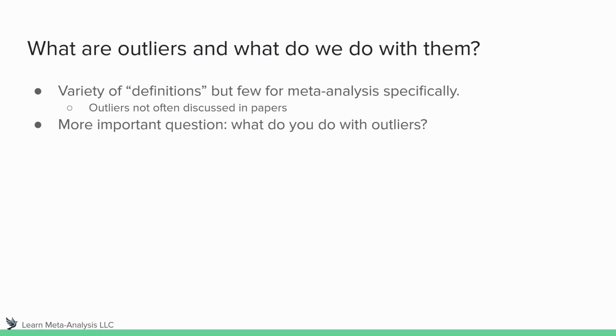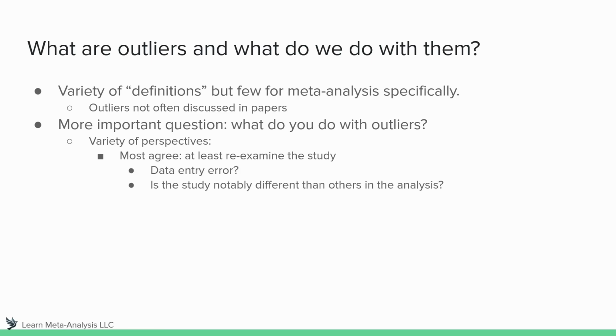So what I feel is the more important question, because I feel that you can rationalize using many different definitions of outliers as long as you have a good rationale for doing so, is what do you actually do with an outlier? So let's say you find an outlier. What do you do? Well, believe it or not, there's actually a lot of different perspectives on this as well. I would say most people agree that you should, at the very least, re-examine the study. When you're doing this, you're checking to see if you had data entry errors or if the study is notably different than others in your analysis.